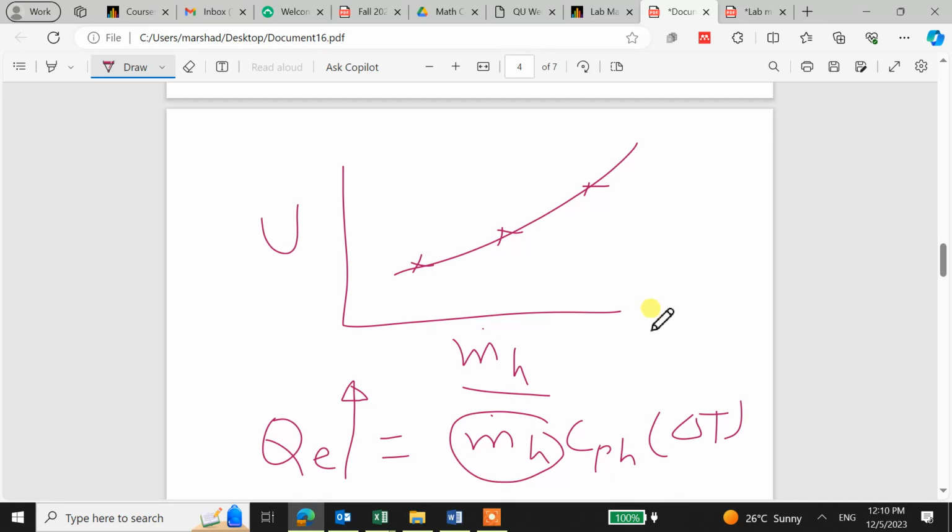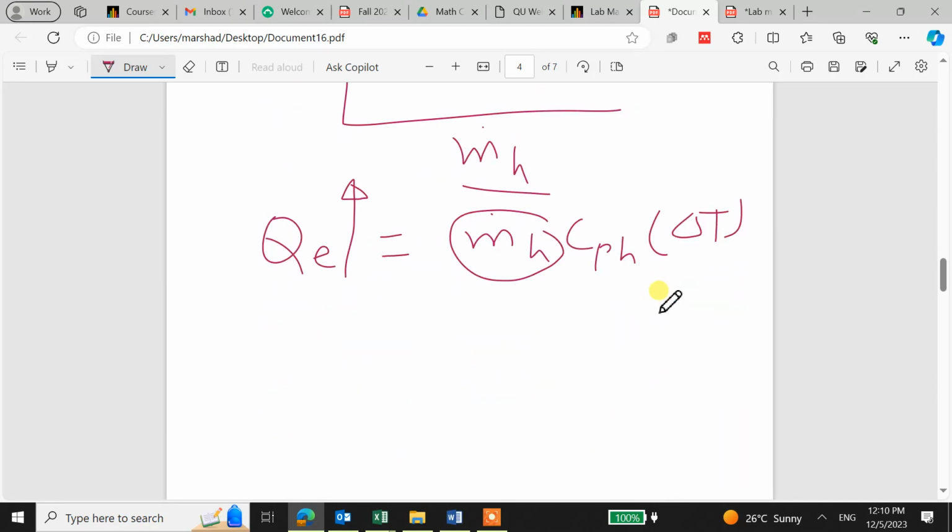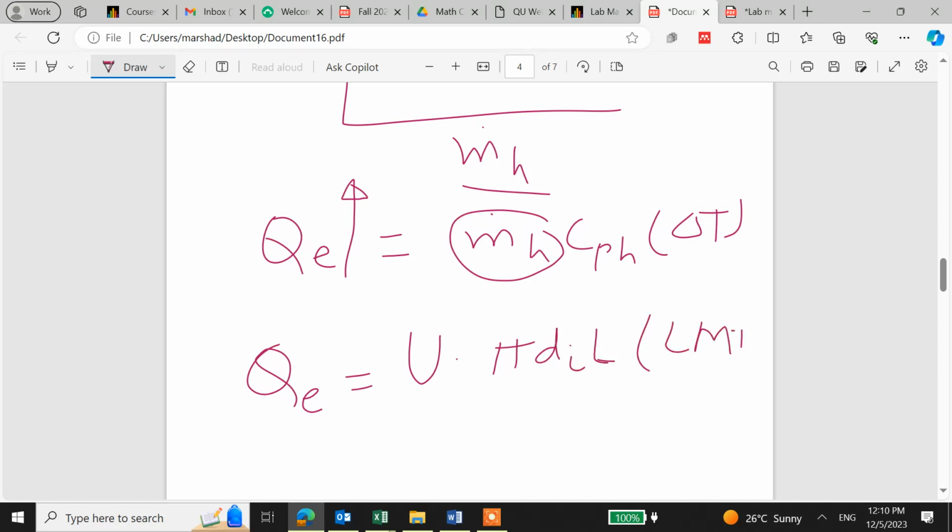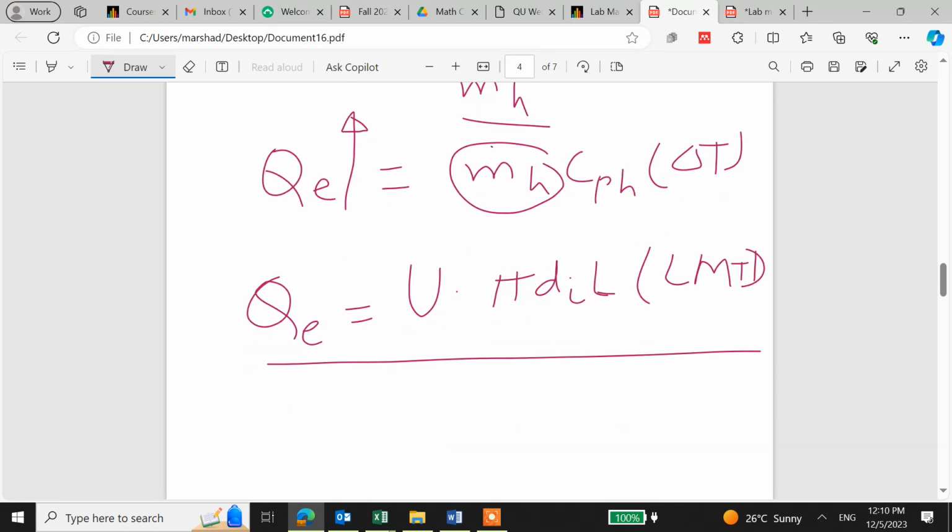So again, QE is U times area, which is pi times inner diameter times L, times LMTD, right? Okay, so that's it. I think we stop here.